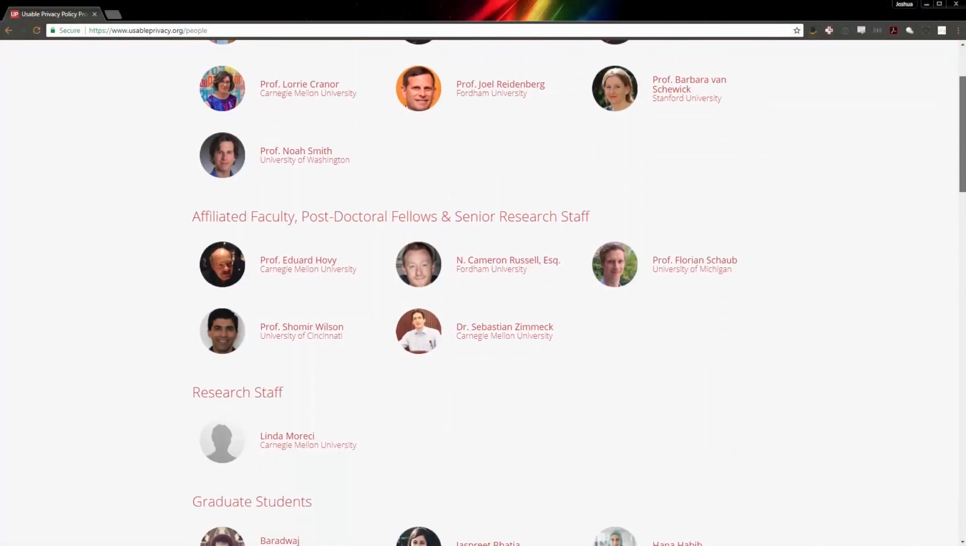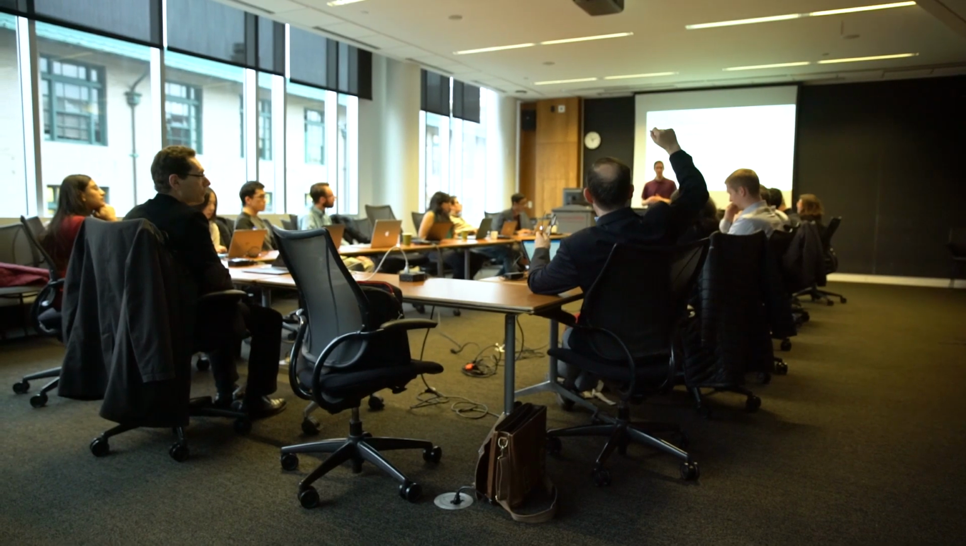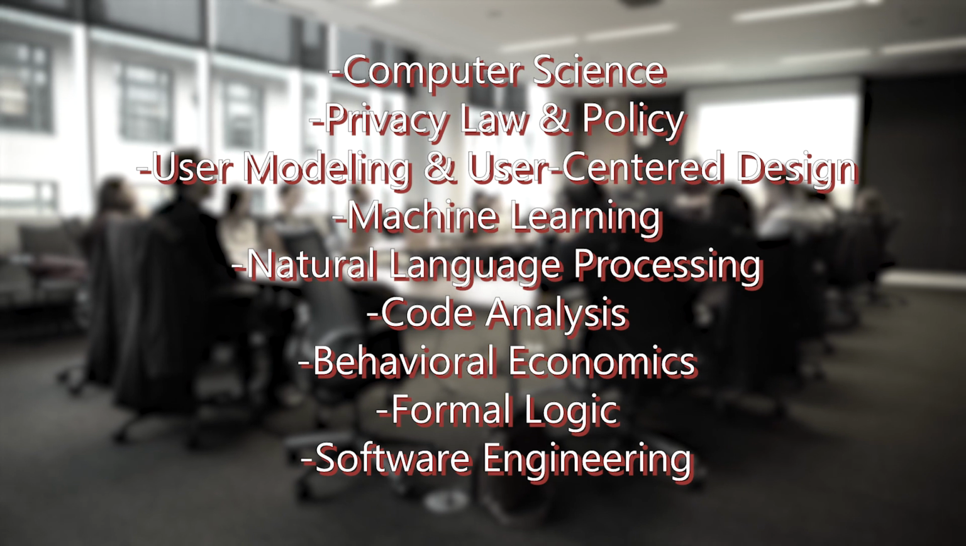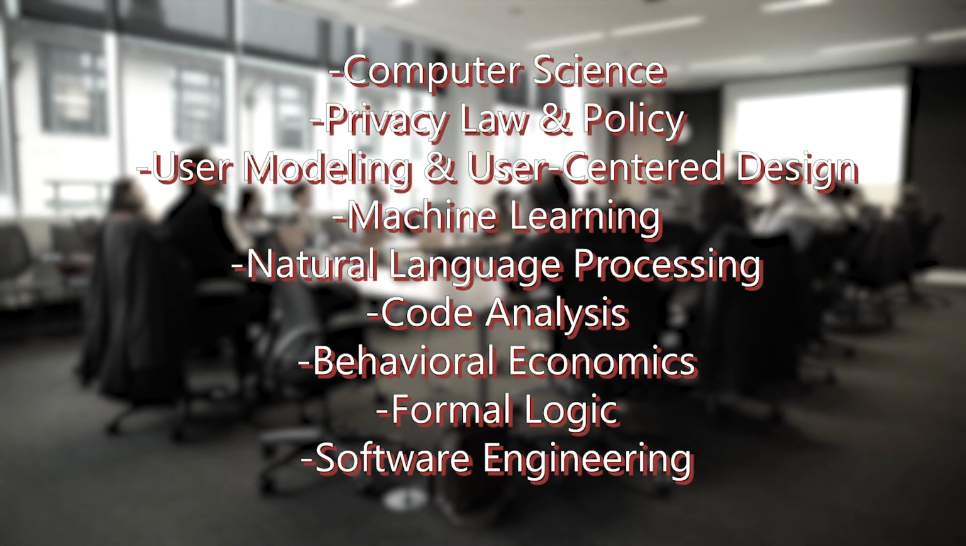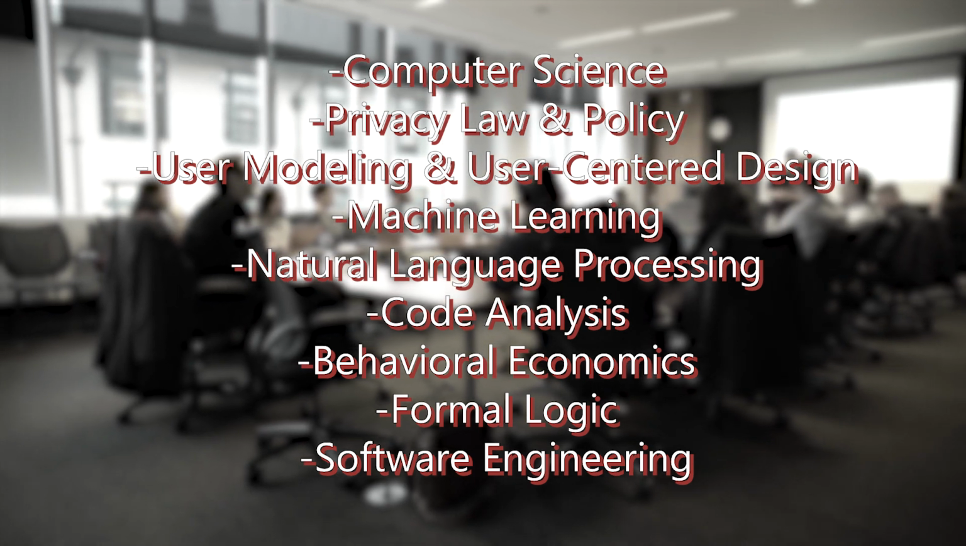Our team of researchers comes from Carnegie Mellon University, Fordham University, Stanford University, the University of Michigan, and the University of Cincinnati. They bring together expertise spanning computer science, privacy law and policy, user modeling, user-centered design, machine learning, natural language processing, code analysis, behavior economics, formal logic, and software engineering.